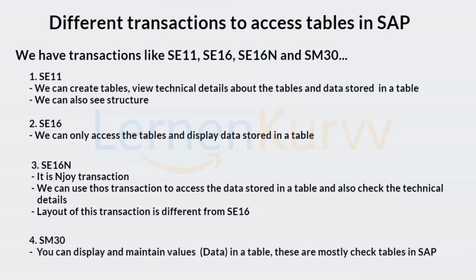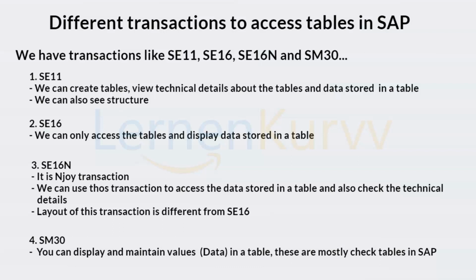SM30 is a transaction where you can display and maintain values in the tables. These are mostly check tables. So, when you want to maintain certain entries in the tables apart from the customizing path, this is another way where you can directly maintain the data in the tables, and this can be done through SM30.